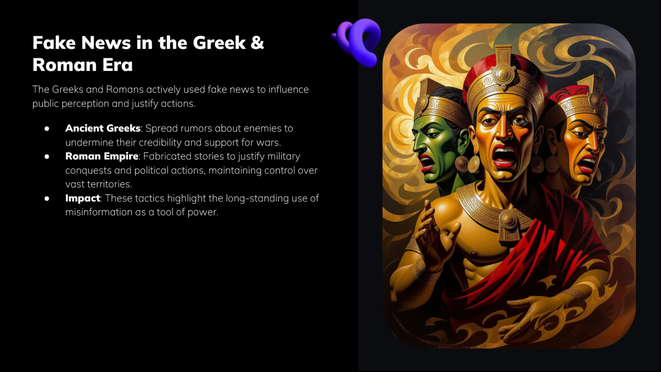Fake news in the Greek and Roman era. Let's look back at history again. The Greeks spread rumors about their enemies to justify wars, like claiming a neighboring state was storing up weapons. The Romans took it a step further, fabricating stories to justify conquests. For example, they would accuse a tribe of being barbaric to justify invading them.